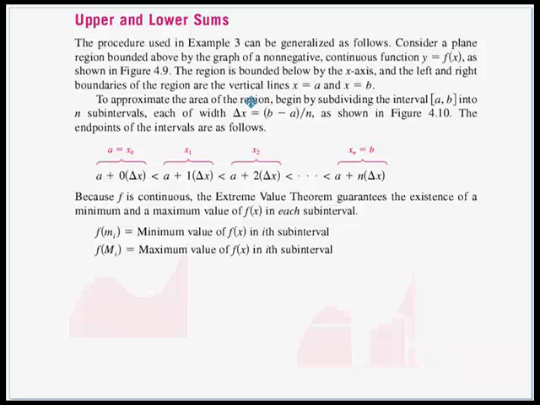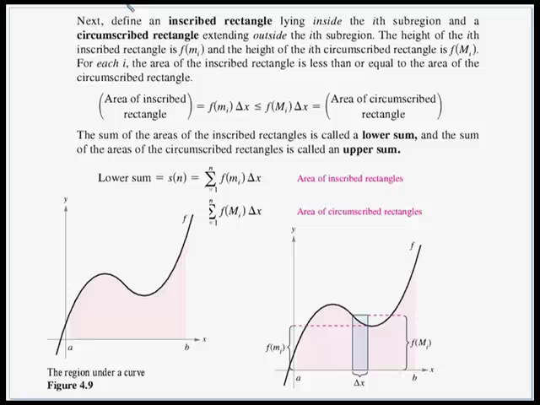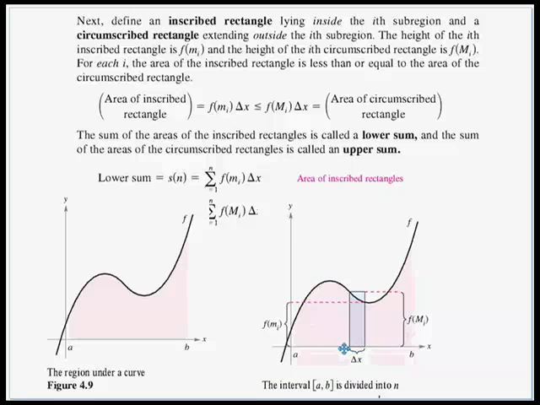To approximate the area of the region, begin by subdividing the interval from a to b into n subintervals. Each will have a width of delta x, which is just b minus a divided by n. Sort of like an average. You take your upper bound b, subtract your lower bound a. You want to chop it into subintervals, n of them, so you divide by n, as shown in figure 4.10. Again, we're cutting it up into rectangles between a and b.